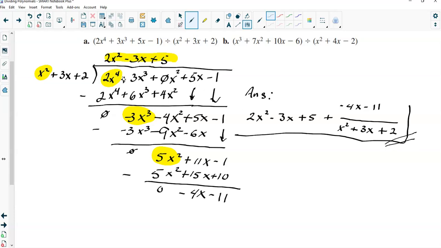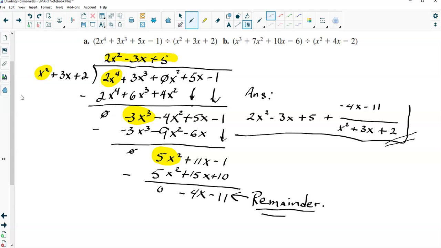So the division of 2x to the 4th power plus 3x cubed plus 0x squared plus 5x minus 1 divided by x squared plus 3x plus 2 is 2x squared minus 3x plus 5 plus negative 4x minus 11 divided by x squared plus 3x plus 2. That's the answer. All right, let's do the second one. This one had a remainder. This right here is called the remainder.